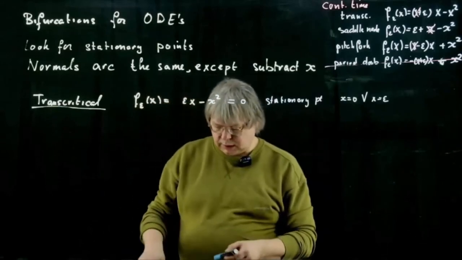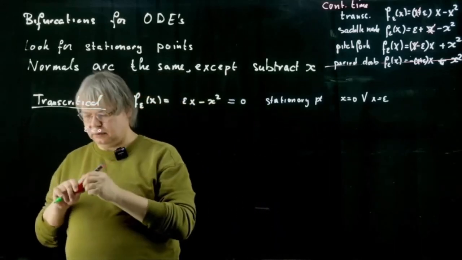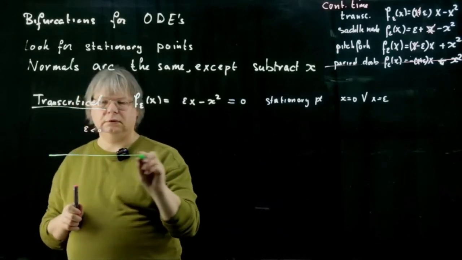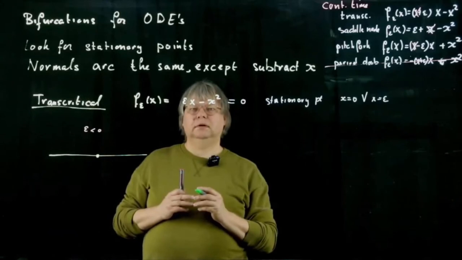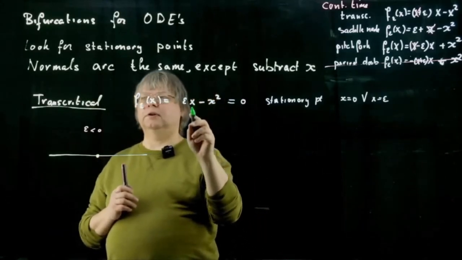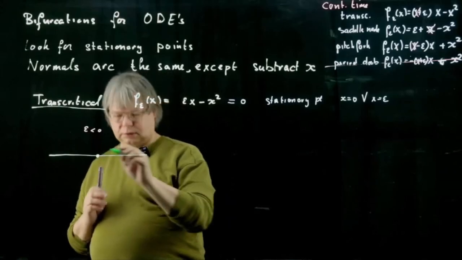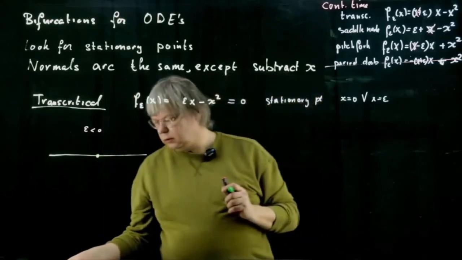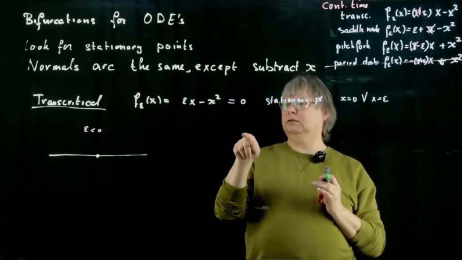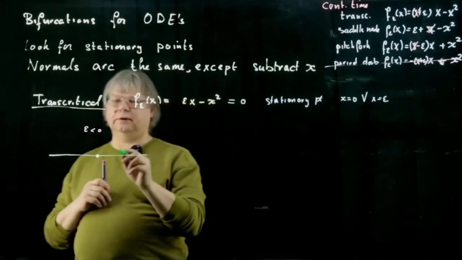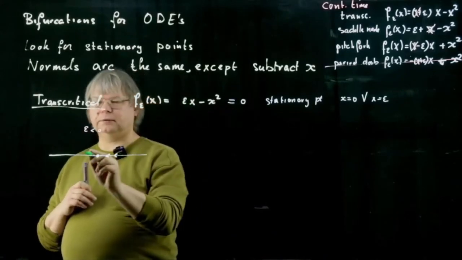Okay, so now we have epsilon less than 0. We draw the following picture. Here's this fixed point. And what happens if x is positive? Well, x squared is much smaller than x, so epsilon x minus x squared is very close to 0. Oh, I see, I made a mistake. Epsilon is negative, so this is going to be a negative value, and that means I'm going to walk to the left. For x negative, this is going to be positive, so I walk here.